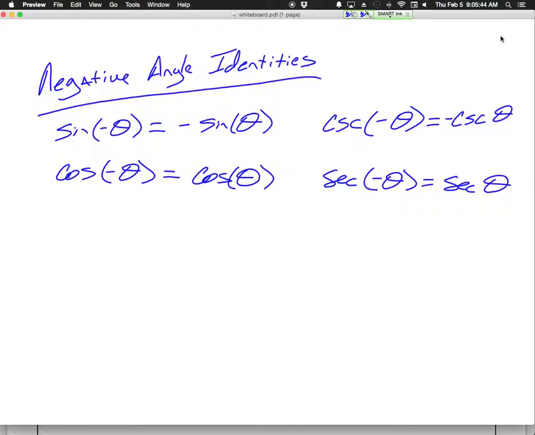So secant of negative theta is the same thing as secant of theta. So then that means we need to look at tangent. What do you think is going to happen to tangent? It's going to become negative tangent of theta. Very good. It's going to be negative. And same thing for cotangent.